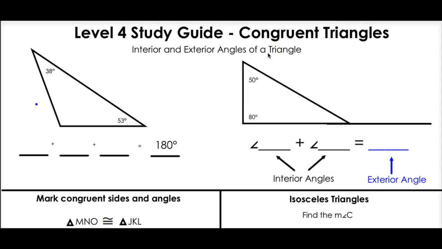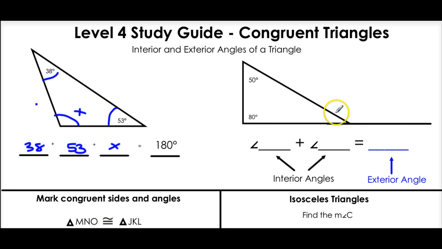Level 4 Region Study Guide. We're going to be talking about the biggest, most important things from this chapter. The first and most basic one is that the three interior angles in a triangle always add up to 180. So if you want to find that missing angle, you just add them up. 38 plus 53 plus, I don't know this one, so let's put an X there, should equal 180. The three angles in a triangle equal 180.